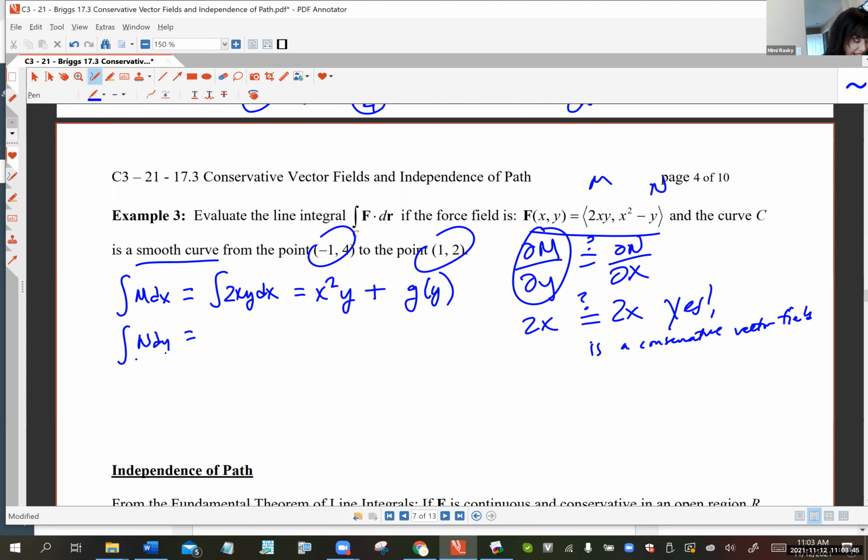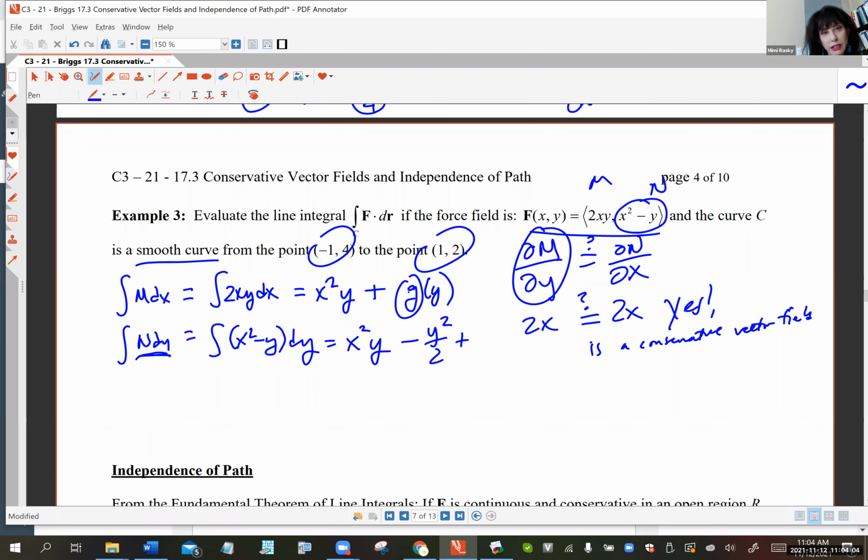And now the N dy, I need to integrate the other component here, x squared minus y, with respect to y. Okay, I'm going to get the first term is x squared y. Looks like I'm having duplicates. Minus y squared over 2 plus extra junk. Now, you're not allowed to use the letter g again. You already used it up when you did the g of y here.